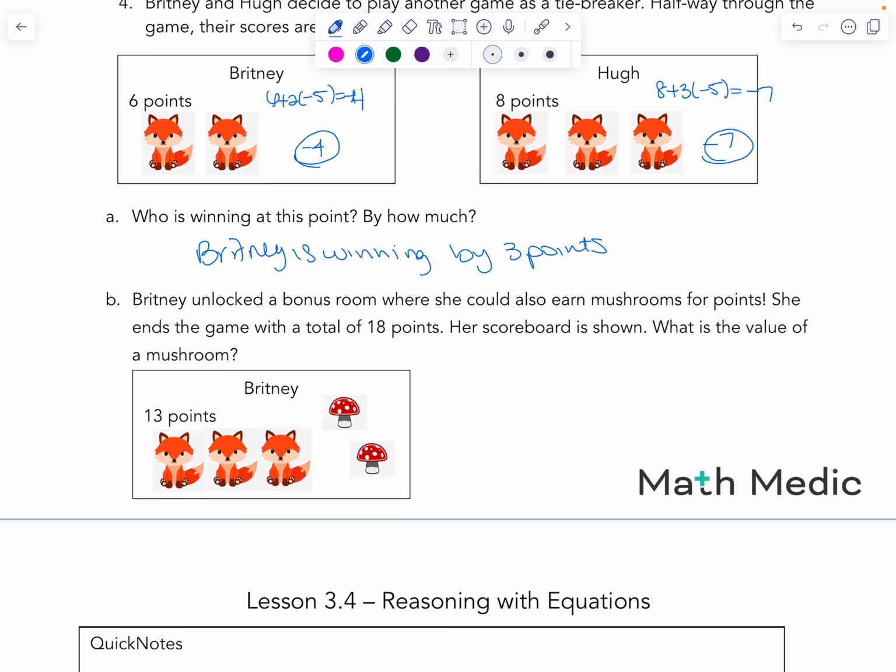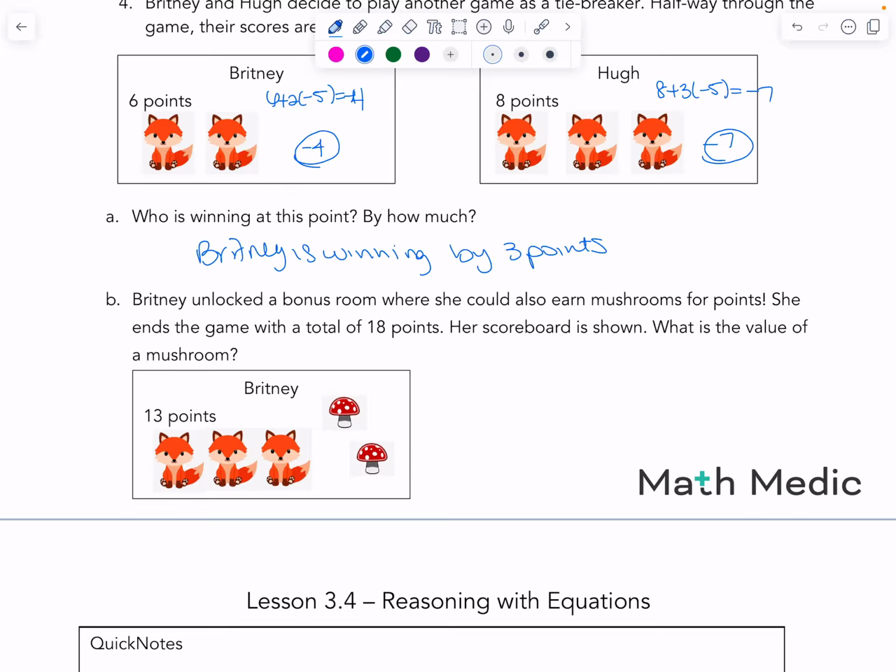Okay, Brittany unlocked a bonus room where she could also earn mushrooms for points. At the end of the game, she ends the game with a total of 18 points. Her scoreboard is shown. What is the value of a mushroom? Okay, so go ahead and pause your device. What is the score without mushrooms? How many points can she gain with the mushrooms? How much is each mushroom worth? Okay, let's go ahead and pause.